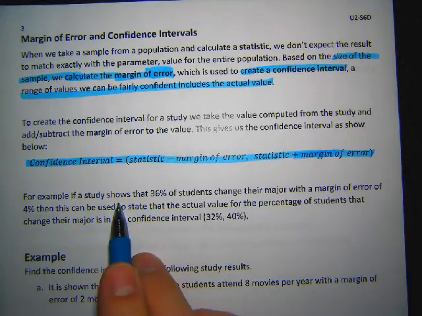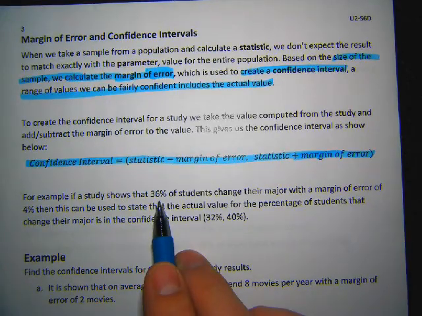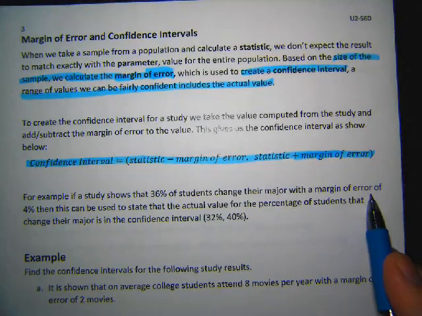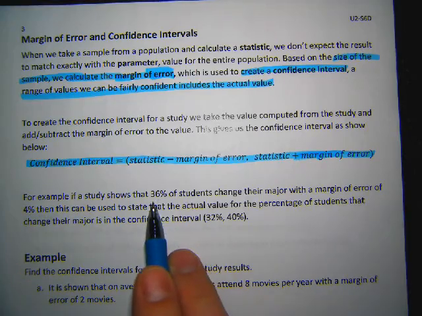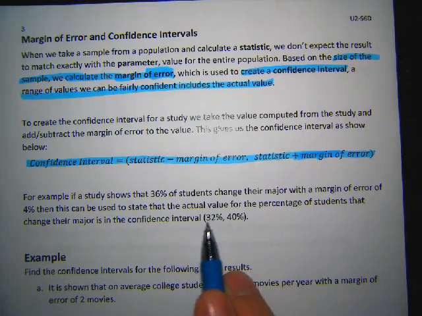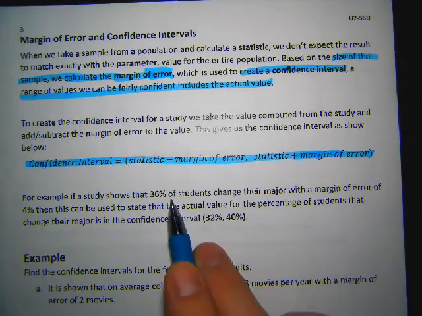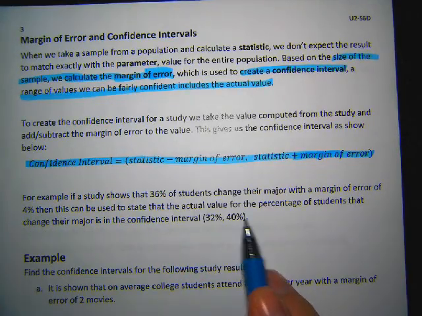For example, a study shows that 36% of students change their major with a margin of error of 4%. So based on the size of their sample, they say, okay, we have to give 4% wiggle room. That's our margin of error. So to get the confidence interval, they took that 36% and subtracted 4%, so on the low end it would be 32%. And they added 4% to 36% to put the high end at 40%.